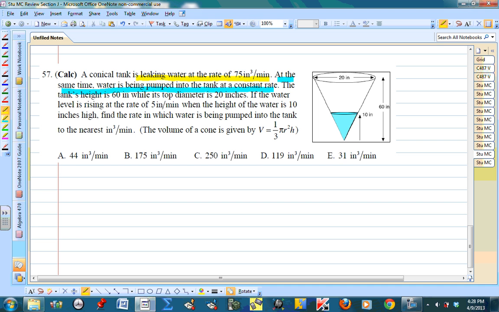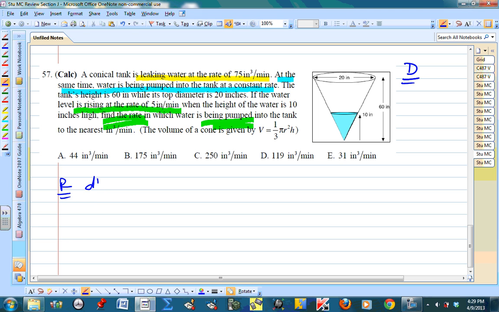The water level is rising at a rate of 5 inches per minute when the height of water is 10 inches. Find the rate at which water is being pumped into the tank. So, we got some work to do. Diagram is provided for us. Rates. Now let's come up with some things here.